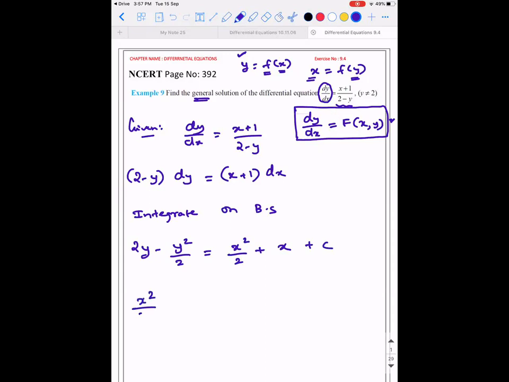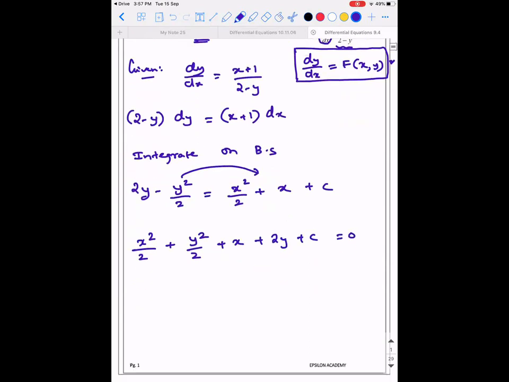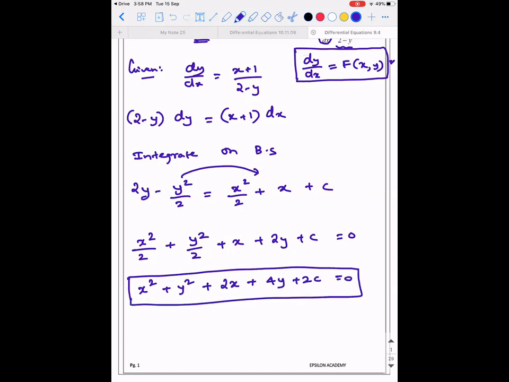So x square by 2, bringing y square by 2 to the other side, it becomes y square by 2 plus x plus 2y plus c is equal to 0. So multiplying with 2 on both the sides, you get x square plus y square plus 2x plus 4y plus 2c is equal to 0. So what does this represent? Circle.